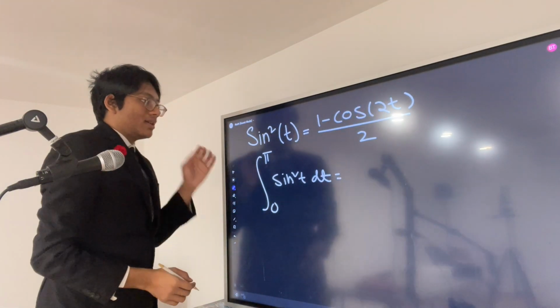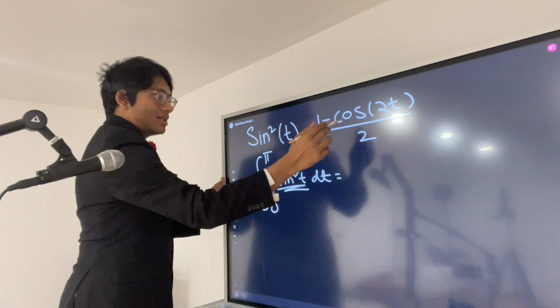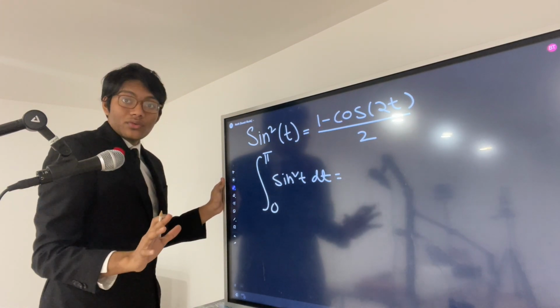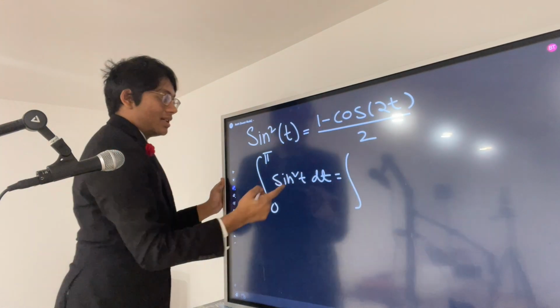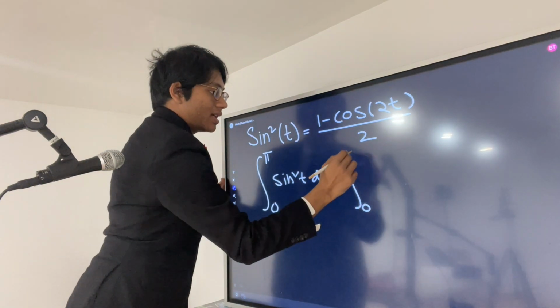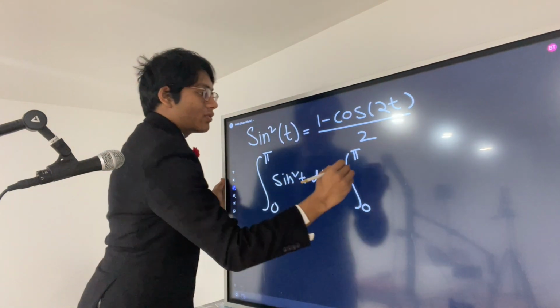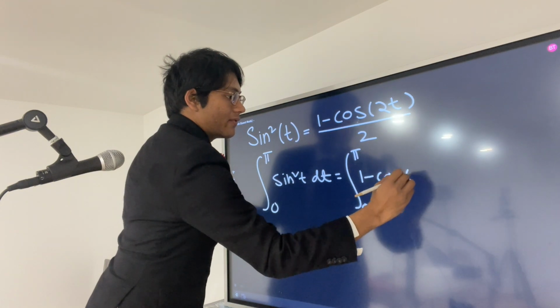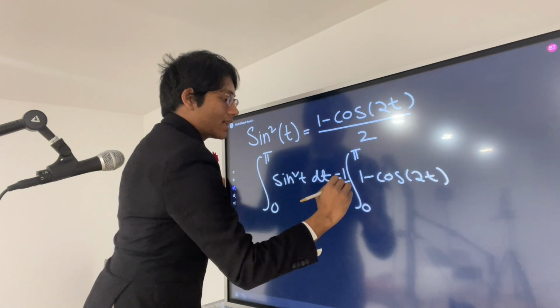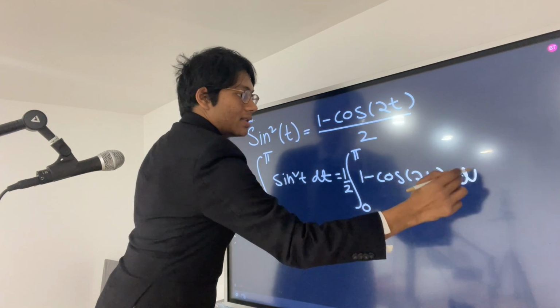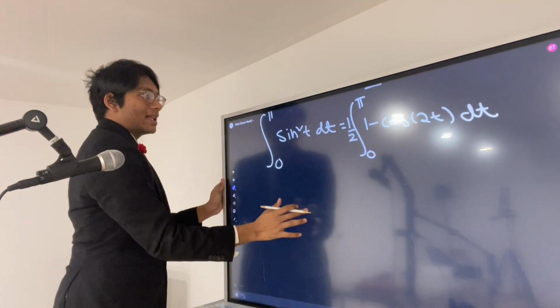I'm going to replace this sine squared t with this. And a fraction with no powers is much easier to deal with than a trigonometric function with powers. So I'll have the integral from 0 to pi of 1 minus cosine of 2t, and I'll pull out that constant of a half, with respect to t. So let's calculate this integral here.